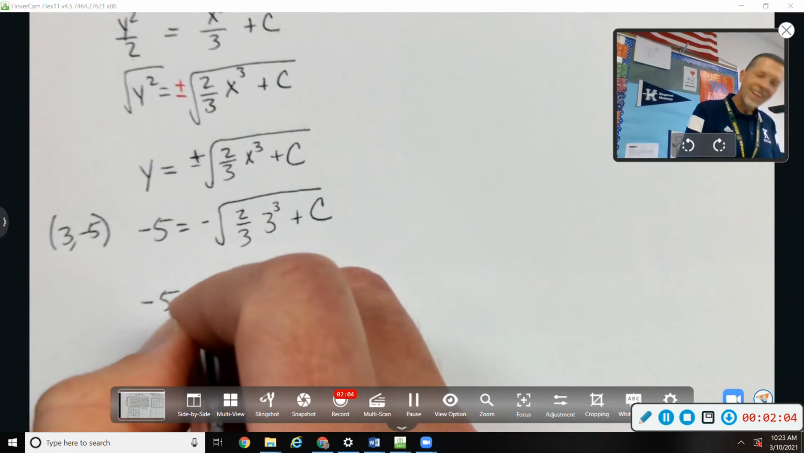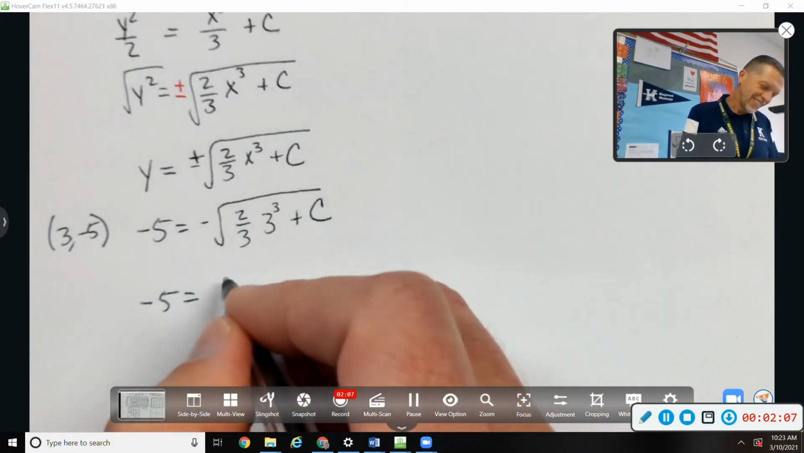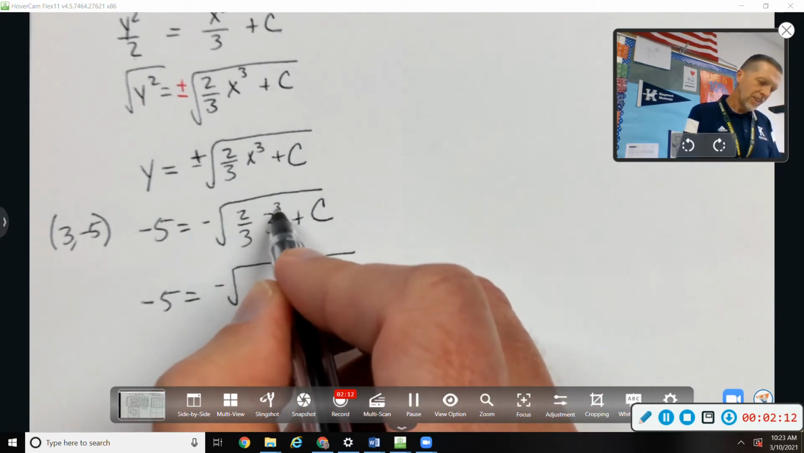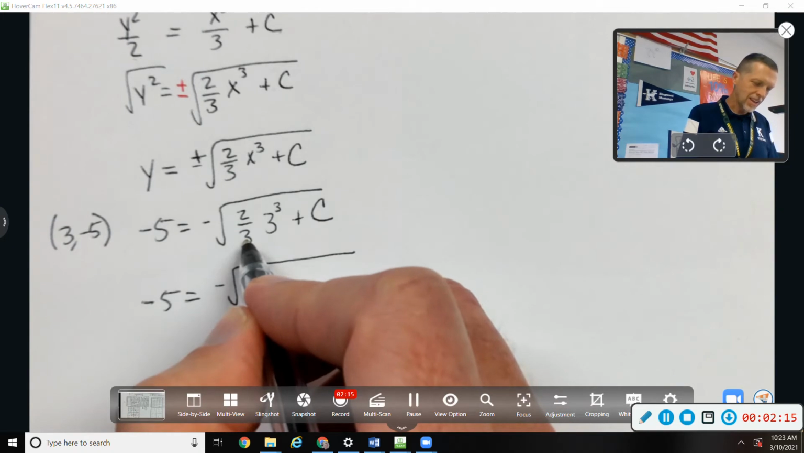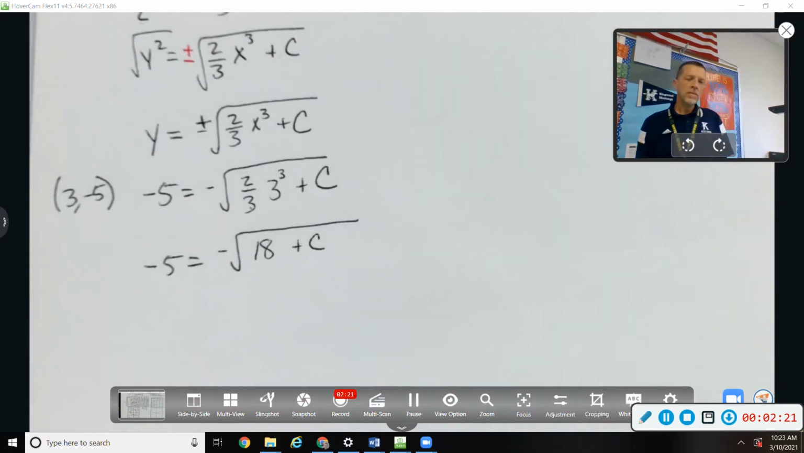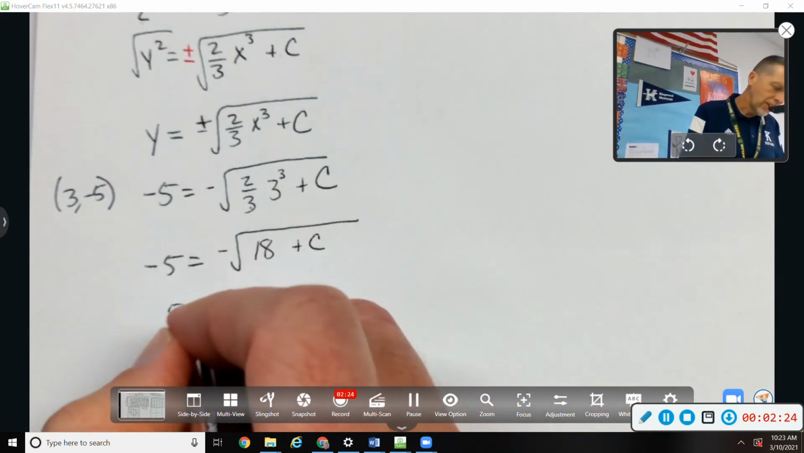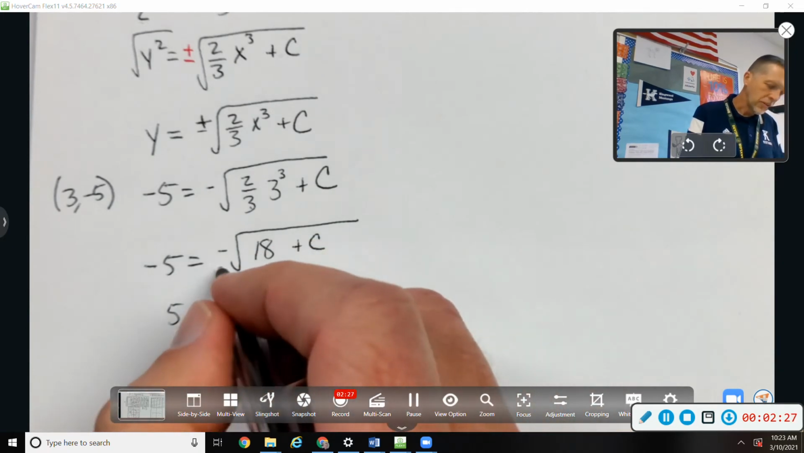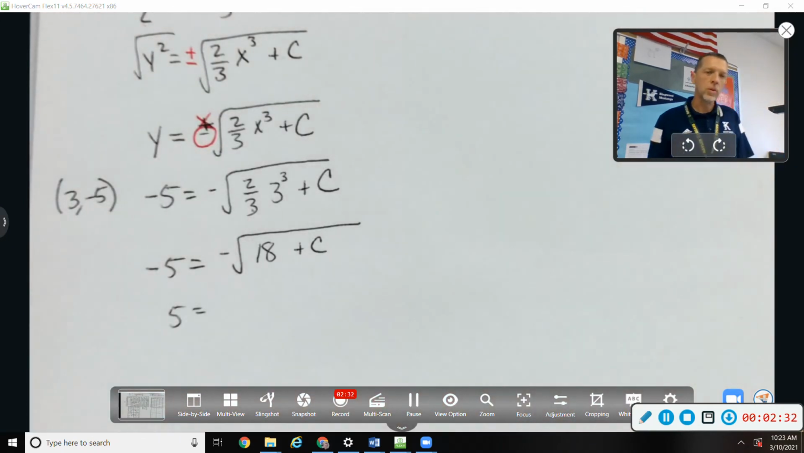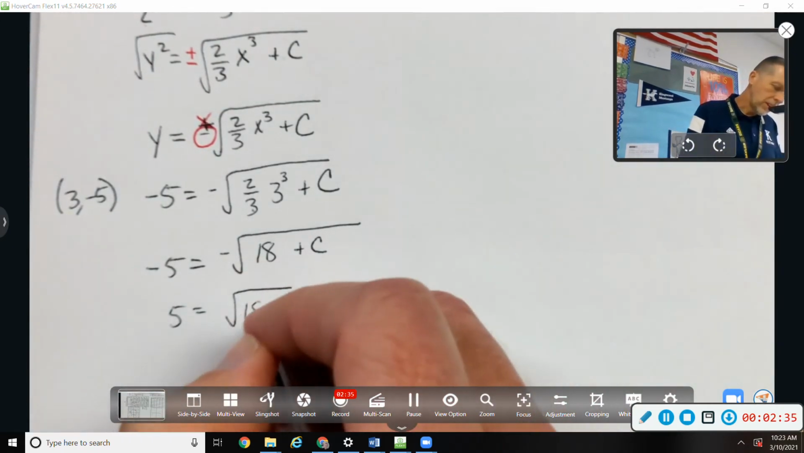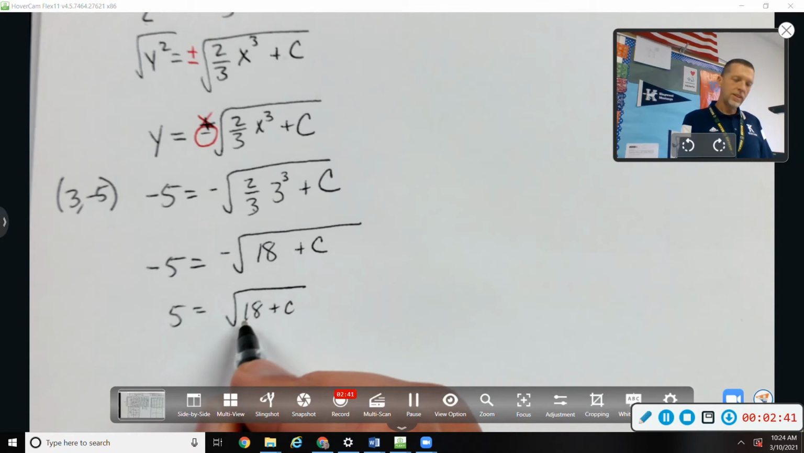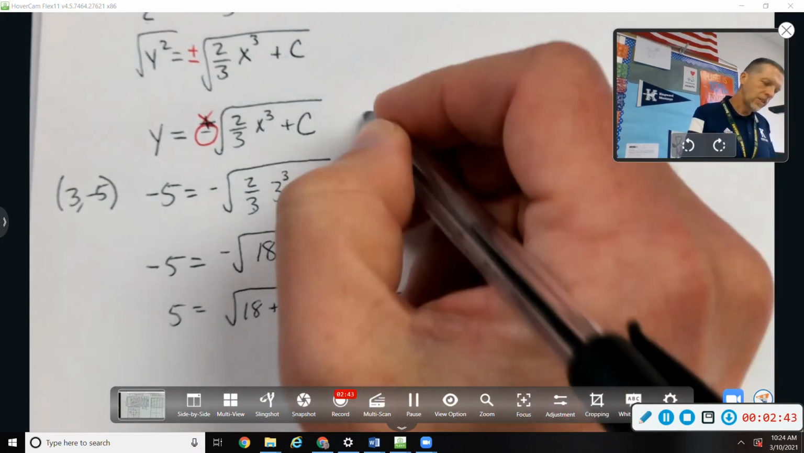So negative 5 equals negative square root of, let's see, 27 divided by 3 is 9, times 2 is 18. The negatives will cancel, so 5 equals, actually be careful with canceling the negatives. I need to make some note that I'm picking the negative, not the positive, to make this work. So 5 equals the square root of 18 plus c. So c's got to be 7 for that to work. 7 plus 18 is 25, so c is 7.